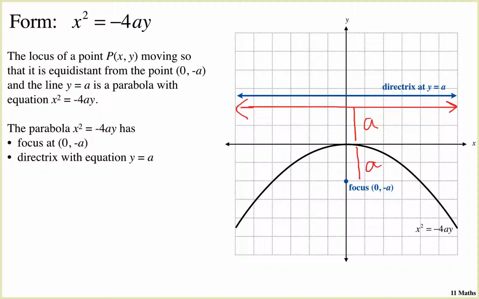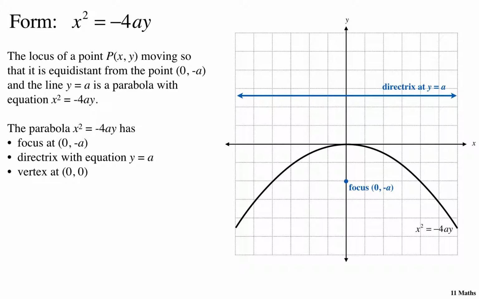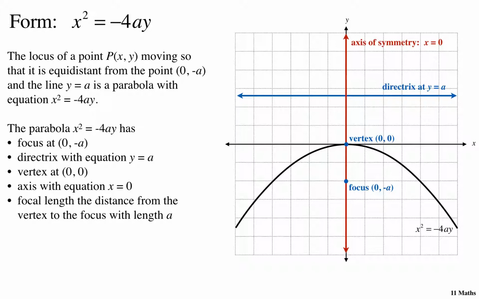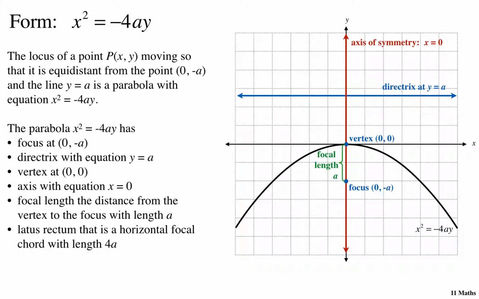It actually looks symmetrical if I do it like that, so I'll fix that up after this video. Let's keep going though. When I look at the next part, I get a vertex at 0, 0 still. The axis of symmetry is still the line x equals 0, or the y-axis. The focal length is still a, and the latus rectum still has a length of 4a.